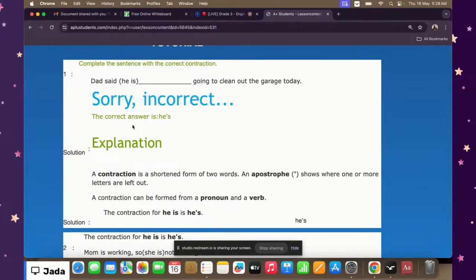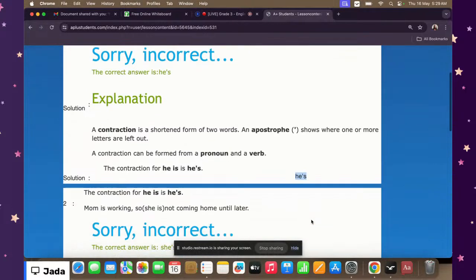Okay, so we have some examples here, and we will look through the example. It says, Daddy said he is going to clean out the garage today. He is. So this is it here. So complete the sentence with the correct contraction. Since you're asked to get the correct contraction, this will be the right contraction for he is. So he is the full version, and then this one here is the shortened version to get it as the contraction.